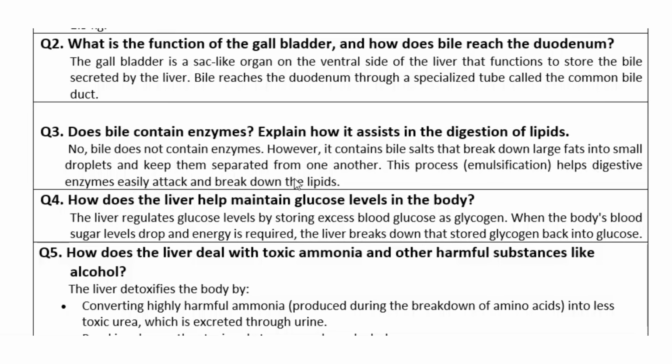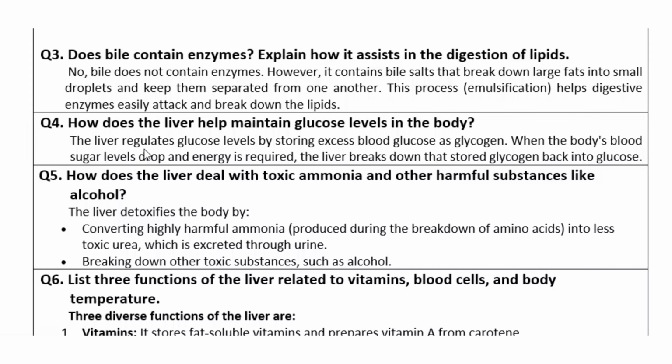Question number four, how does the liver help maintain glucose level in the body? The liver regulates glucose level by storing excess blood glucose as glycogen. When the body's blood sugar level drops and energy is required, the liver breaks down that stored glycogen back into glucose.